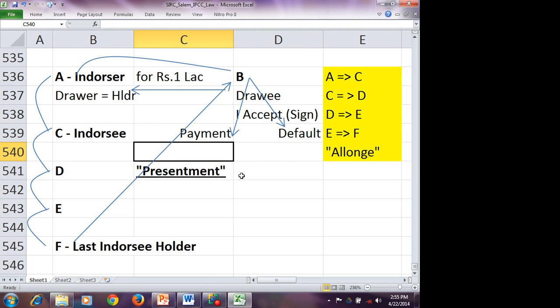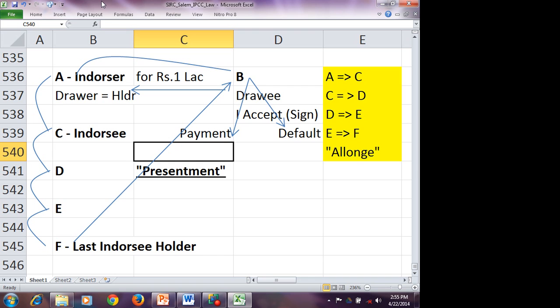If B makes a payment, the contract comes to an end. All parties are discharged from the contract. The moment B is discharged by F, all parties, C, E, D, C, A, are discharged from the instrument. This is also called discharge of the instrument.